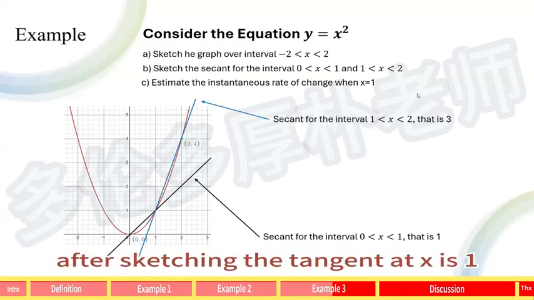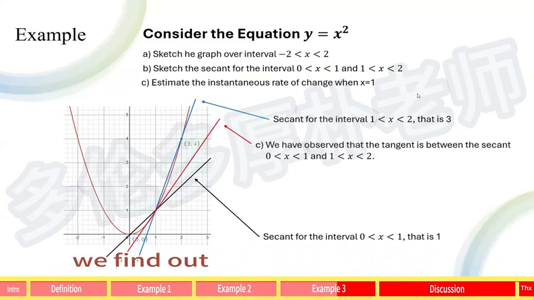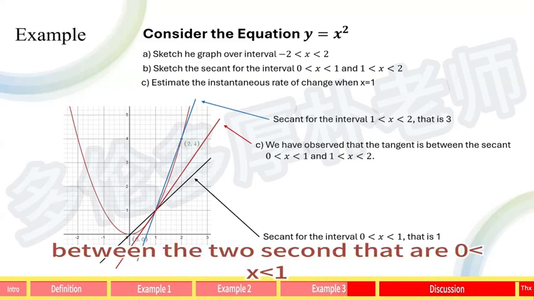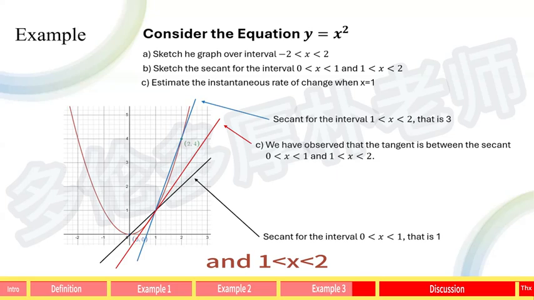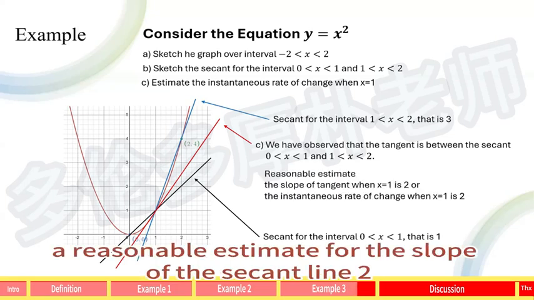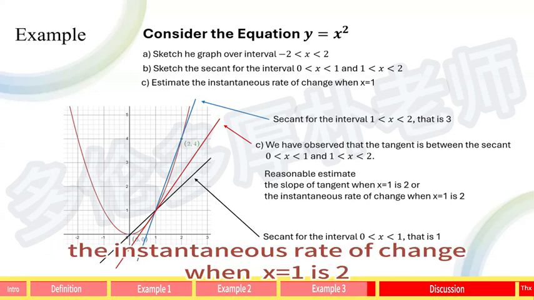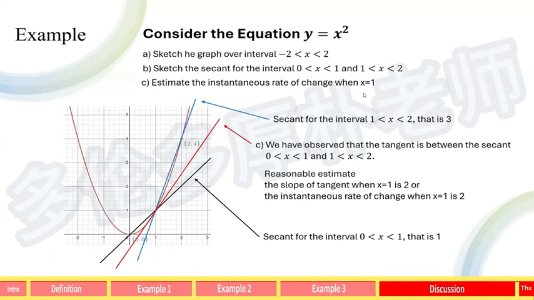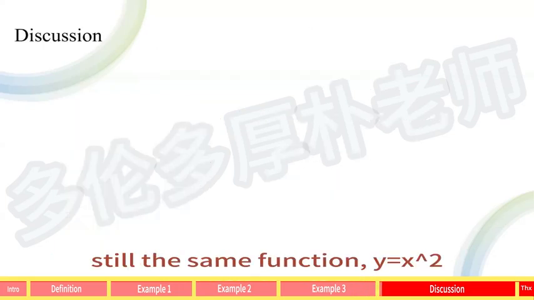After sketching the tangent at x equals 1, we find that the tangent line lies between the two secants, 0 to 1 and 1 to 2. A reasonable estimate for the slope of the tangent, or the instantaneous rate of change when x equals 1, is 2. Okay, discussion. Still the same function, y equals x squared.